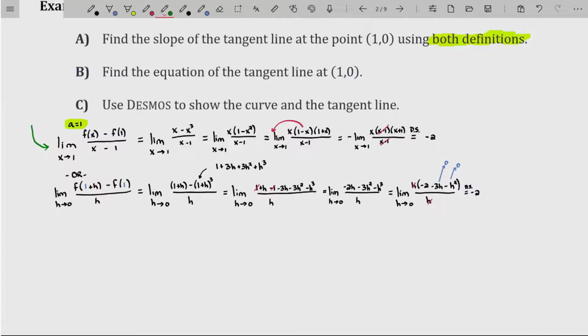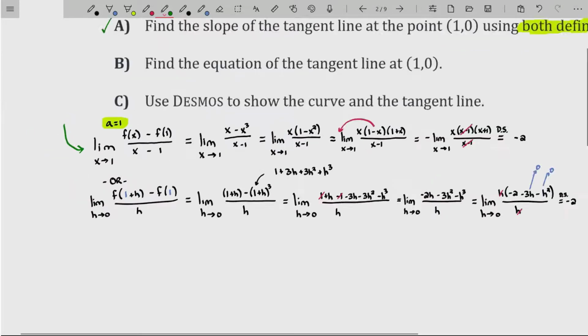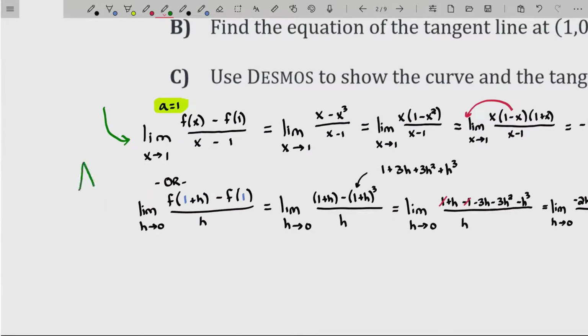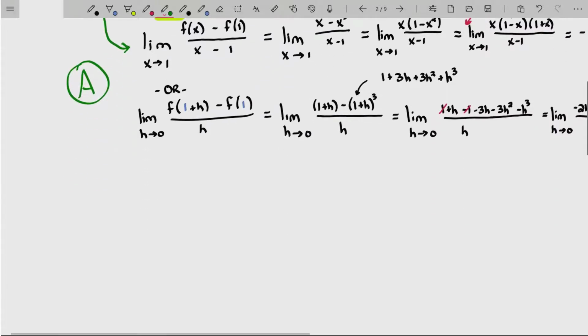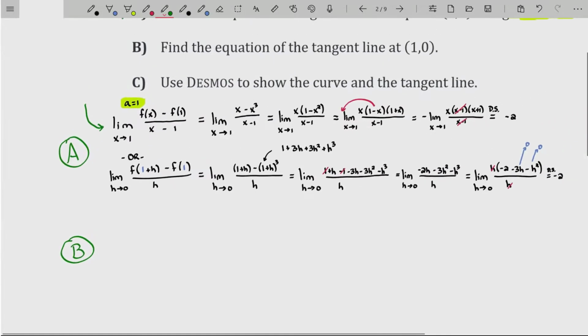So part A is done. Check, check. Now let's go ahead and do our algebra. The algebra is just find the equation of the tangent line. And this is a very common question in calculus. So if you're really good with your algebra, then you're going to love this part of calculus because you're constantly asked for the equation of a tangent line.